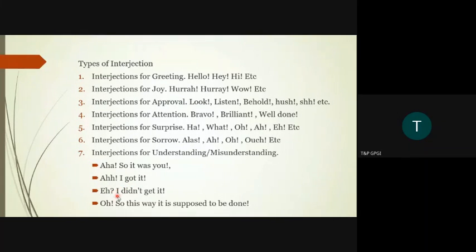Or I didn't get it. I didn't get it. What are you saying? I am not able to understand it. I didn't get it. Or, oh, so this was this. So this is why it is supposed to be done. Okay, I understand now. Oh, I understand it now. So this is how interjection works.